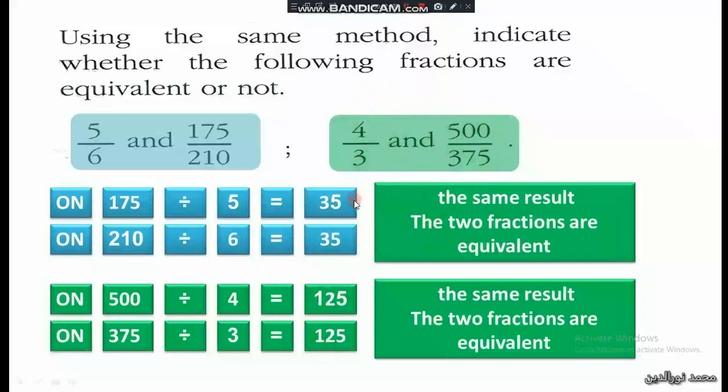So this is the method to check if two fractions are equivalent or not. We divide the numerator of the second by the numerator of the first and see the result, and the denominator of the second by the denominator of the first, and we compare the two results. If they are the same, the fractions are equivalent. If they are different, the fractions are not equivalent, since we multiplied both terms by different numbers.